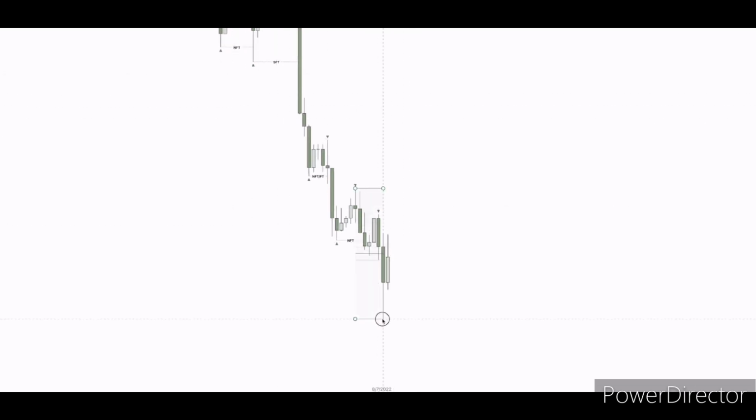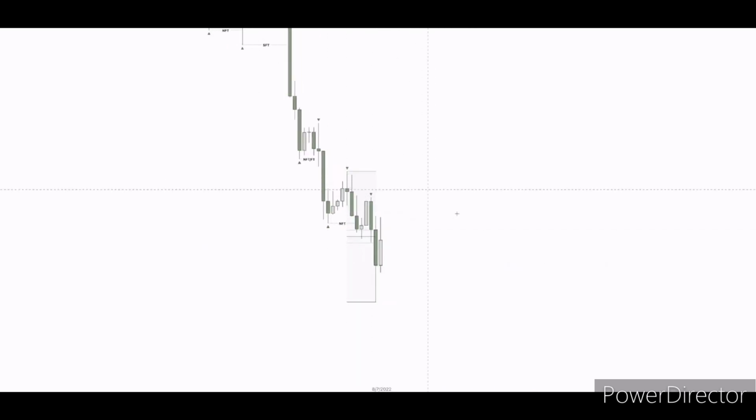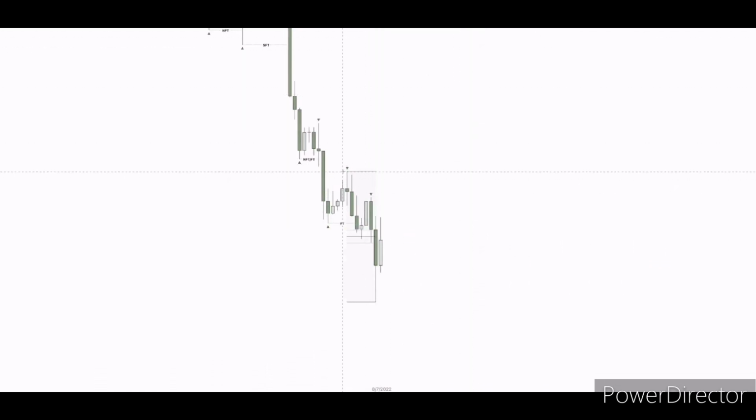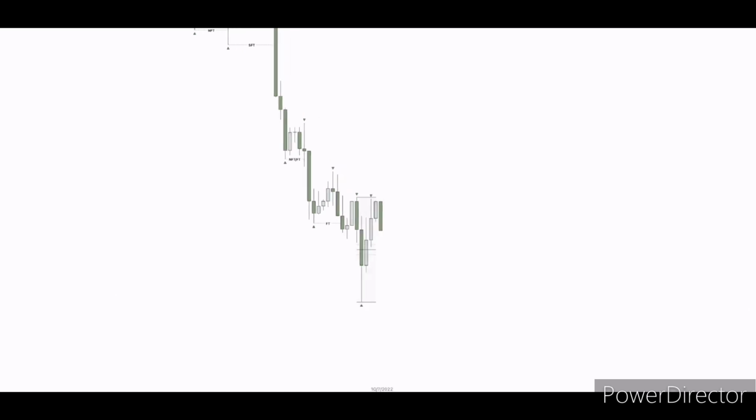But what you will notice is there is actually no fractal low right here to interact with. So this overall range would now be no follow through to follow through. We've got a new fractal high, so our range would now move to there. And let's just play price forward and see what happens.